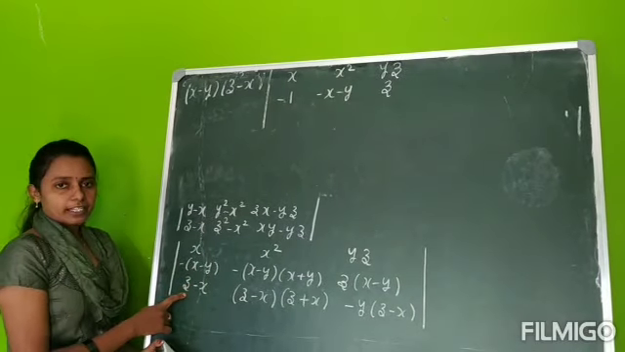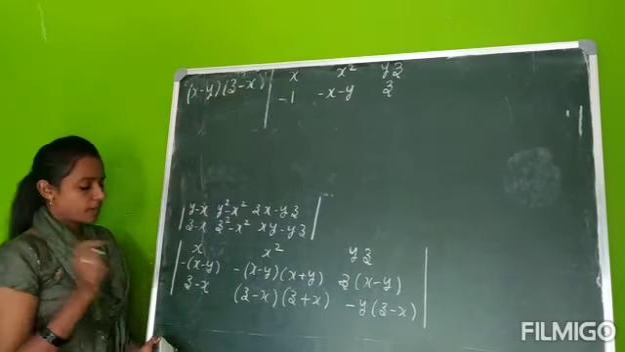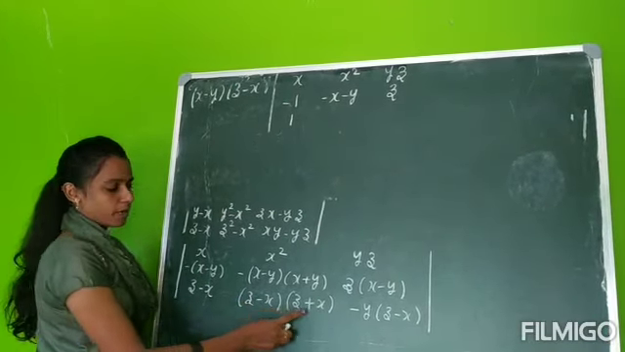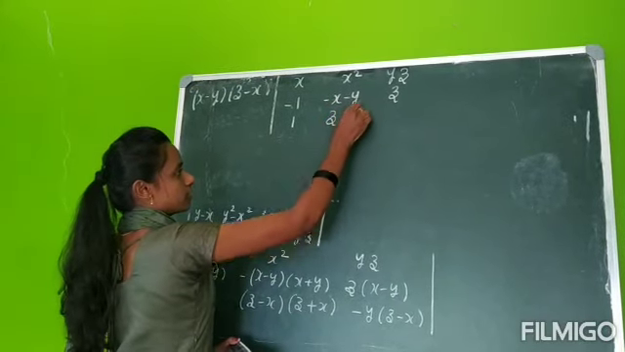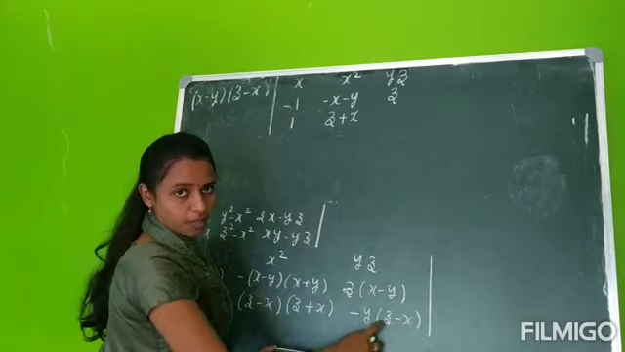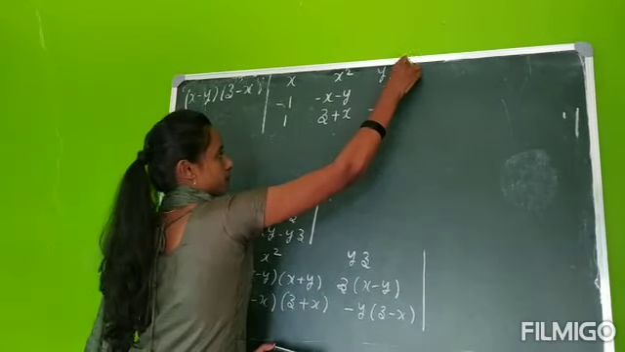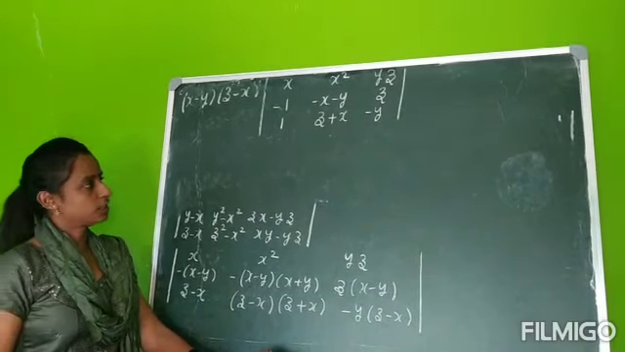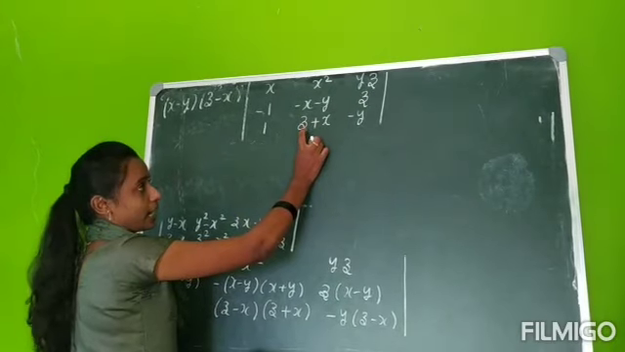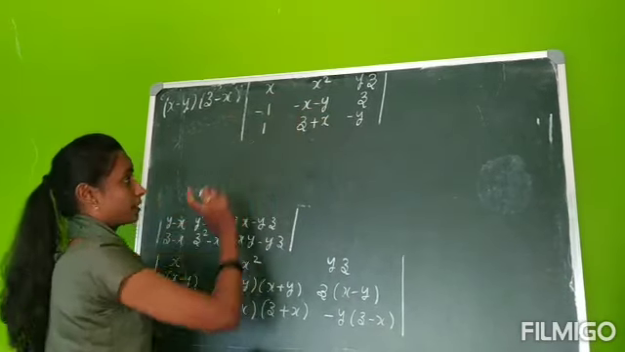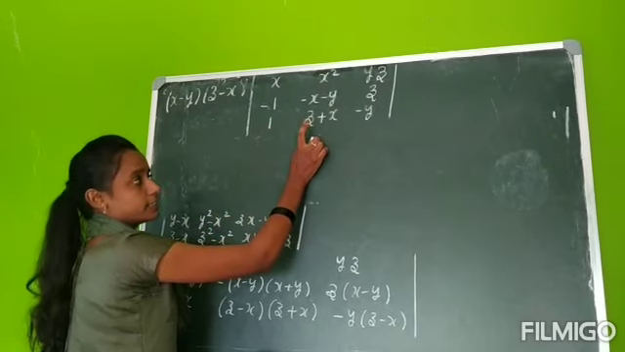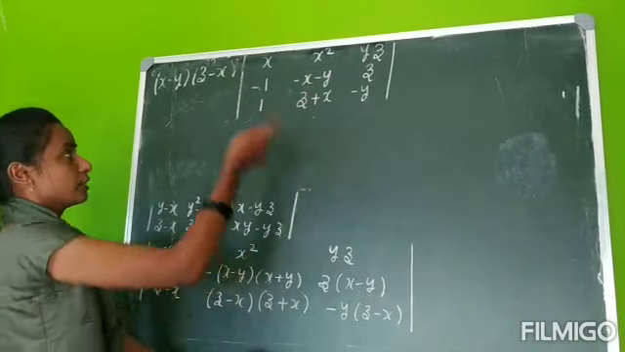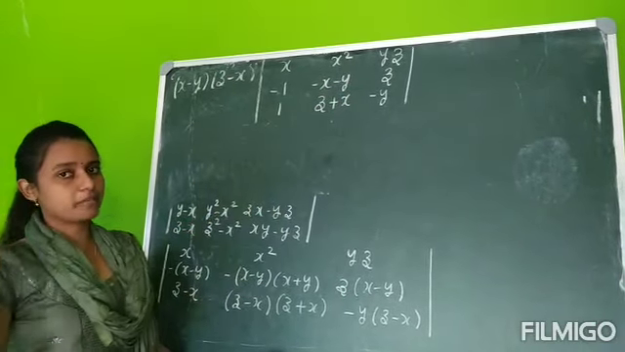Okay. Next, in the third row, I took z minus x as a common factor, and the remaining is 1. In this, z minus x is common, remaining is z plus x. Next, z minus x is common, remaining is minus y. So next, I'll go with the operation R3 implies R3 plus R2. Why? Because this will be a 0, and here is z plus x minus x minus y; x and x get cancelled, and you will get the second factor, that is y minus z.